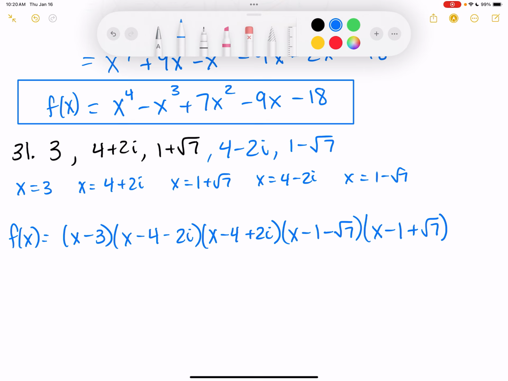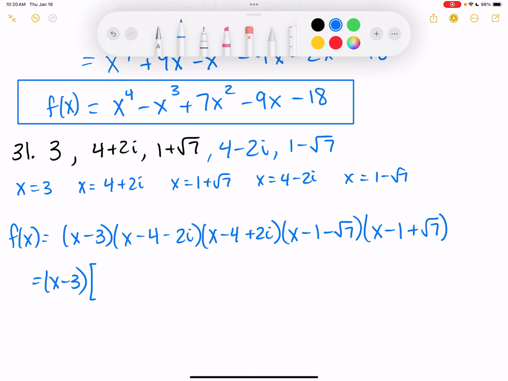Alright, so I'm going to copy down the x minus 3 and I'm going to save that to multiply at the end. Because the other stuff looks like it goes together, right? Yes, it does. At least kind of. Oh, yeah, because they have the same numbers. Good job, Sophie. Alright, so I'm going to put a bracket here and work with the i stuff.